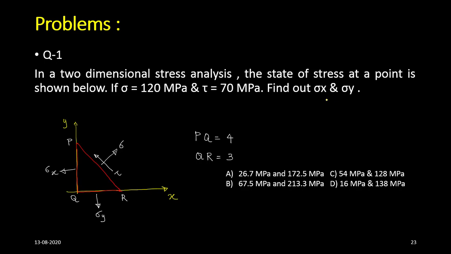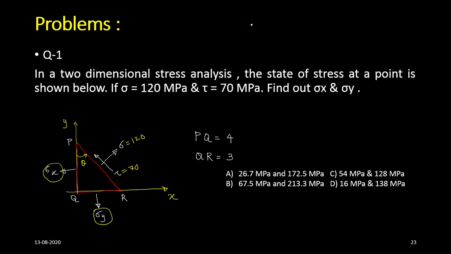Okay, so in this question, what is given? A plane is given, inclined at some angle theta. On this plane, what is the value of normal stress sigma and what is the value of shear stress tau? Shear stress 70, normal stress 120. These two values are given. So we have to find the value of sigma x and sigma y.